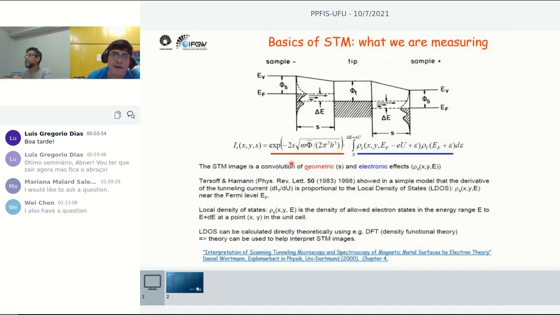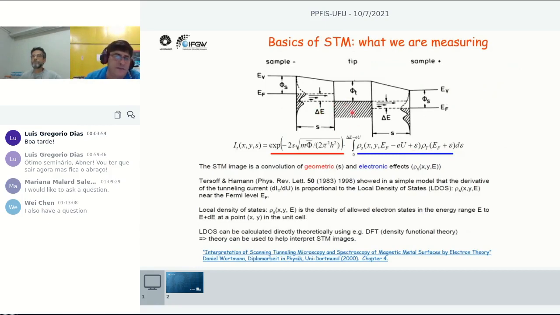But not only that. We have one part that is exponential and depends on the distance, and also on the bias that we apply between the surface and the tip, and of course, by consequence, on the work function difference of the tip and the surface. But this is, I would say, one geometrical term that the tunneling current depends on. We have a second and more important dependence that is related to this convolution, this integral in the energy domain of the density of states that is allowed for the electrons to tunnel from, or tunnel to, unoccupied states.